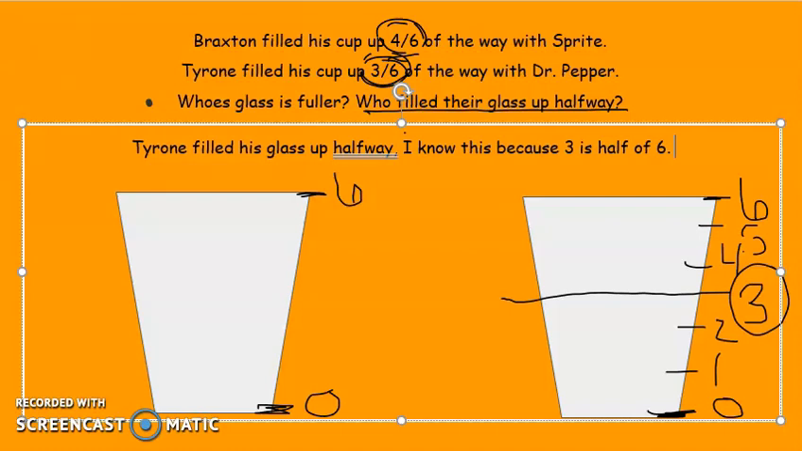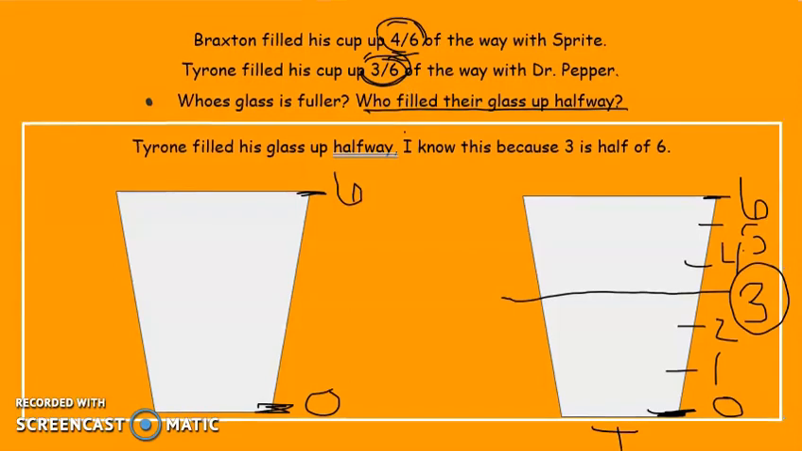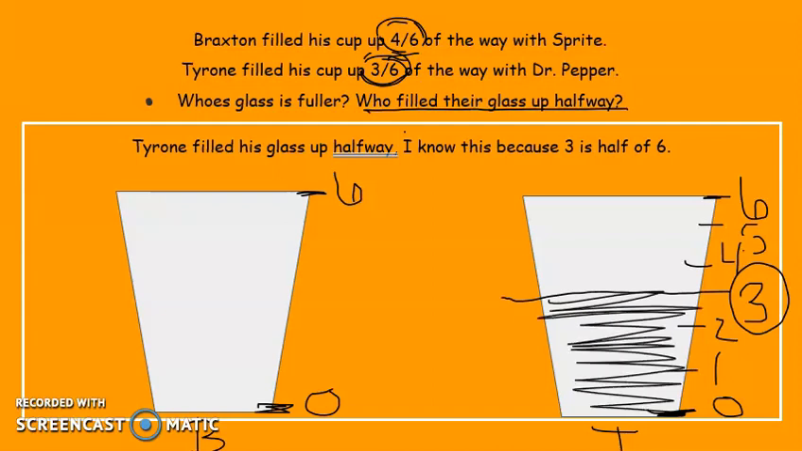So let's look back now at our first question. Whose glass is fuller? Well, let's look at Braxton's. Braxton had 4/6. So we know Tyrone. We'll make this Tyrone's cup. Ooh, drawing tool. Tyrone and Braxton. This is Tyrone's. We already said he filled his up halfway. So we know Braxton is at 4.